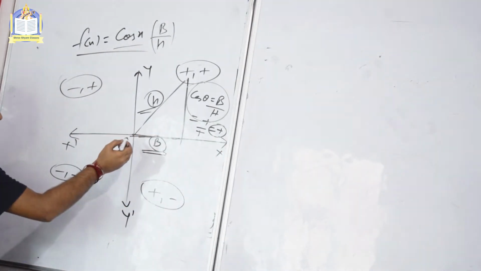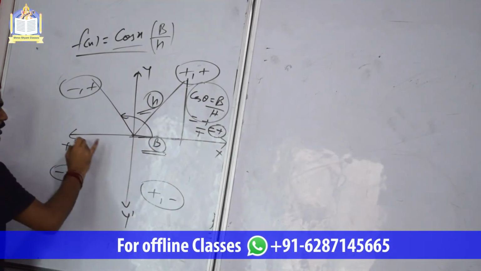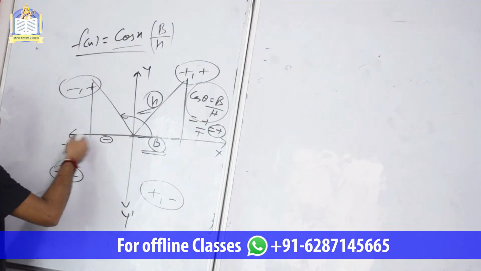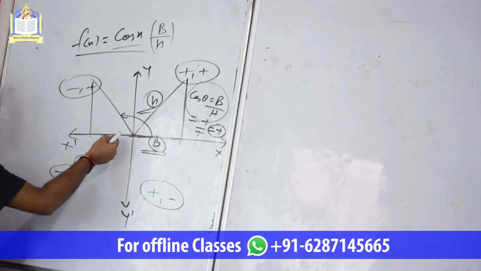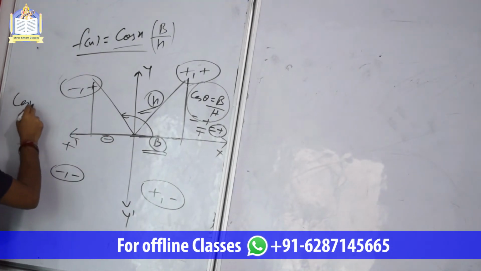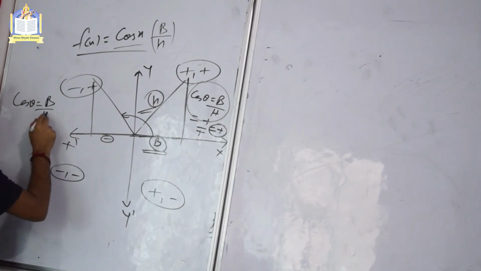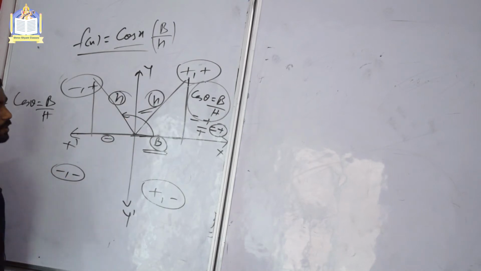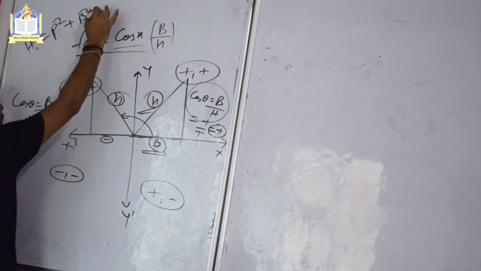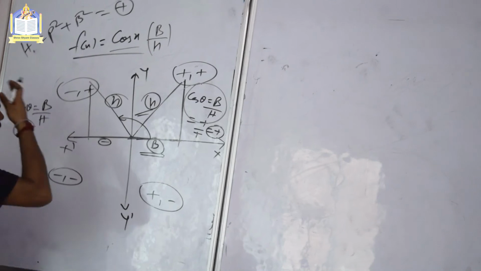Now this is the second quadrant, right? Here the base is negative, because this is the negative x-axis. So the value of x will be negative, and cos theta will be equal to minus b by h. This is the base and this is the hypotenuse. Hypotenuse can never be negative, because hypotenuse is the square root of the sum of the squares of the perpendicular and base. So hypotenuse is always positive, right?